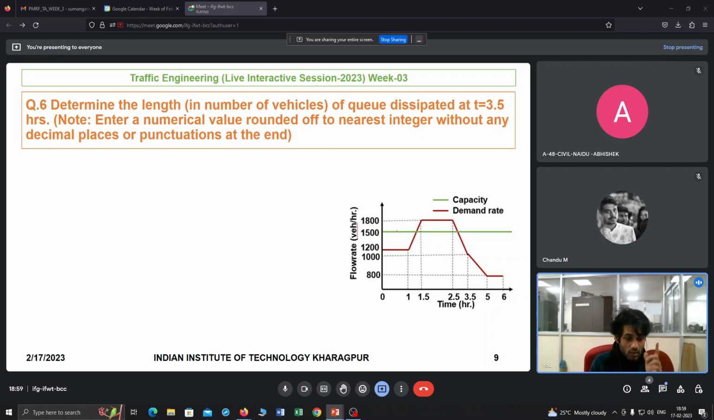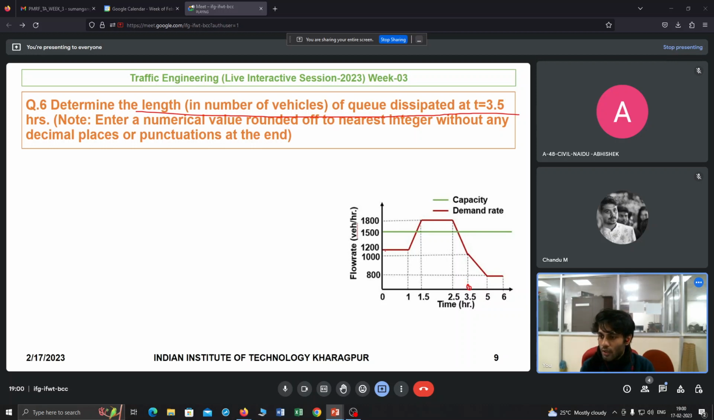One is where your service rate is changing and your demand is constant. Another is where your demand is changing and your service rate is constant. In the case of a signalized intersection, your service rate is changing and your demand is fixed, if we assume the demand is fixed in those scenarios. Now we want to calculate the length of the queue dissipated at 3.5 hours.